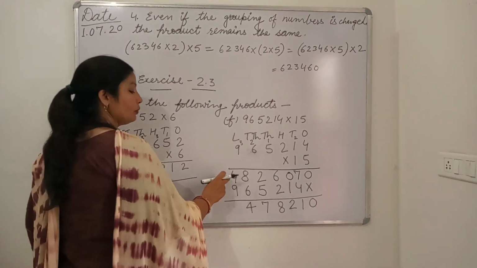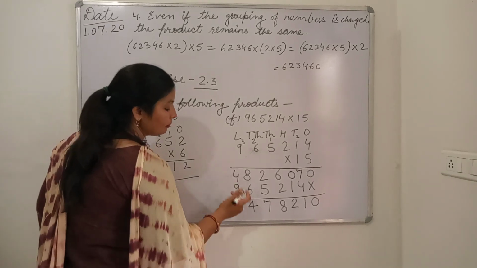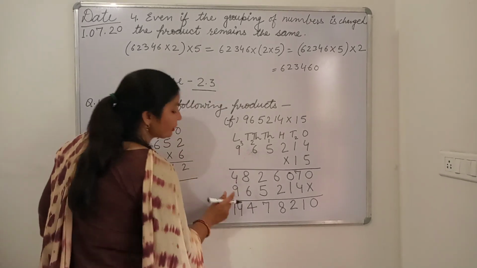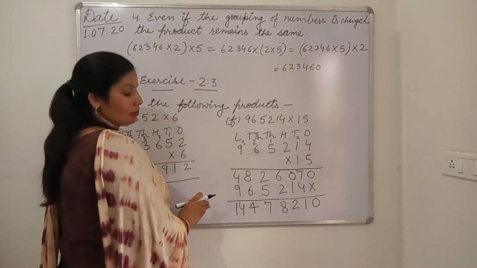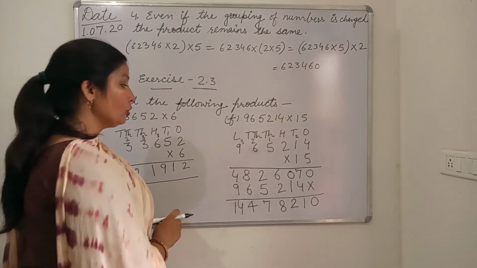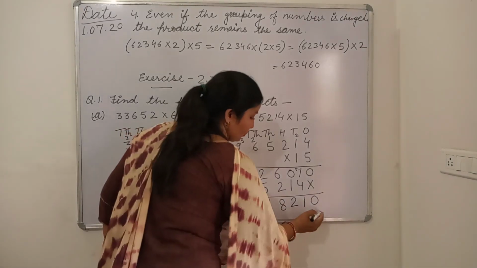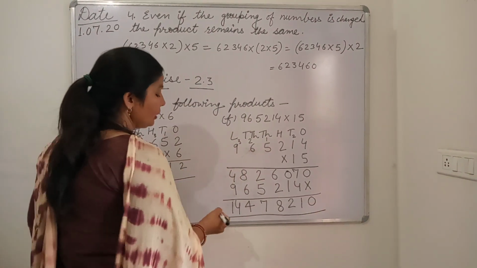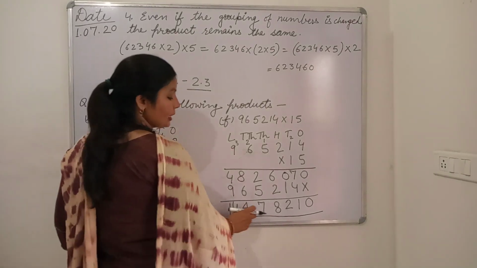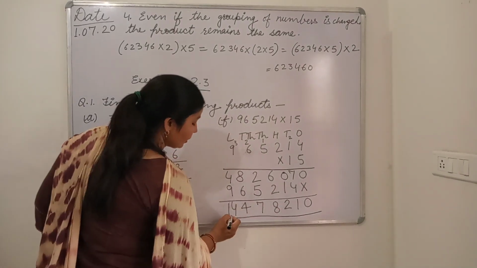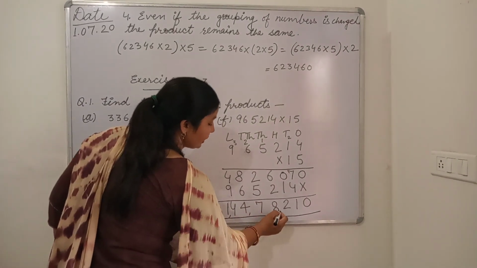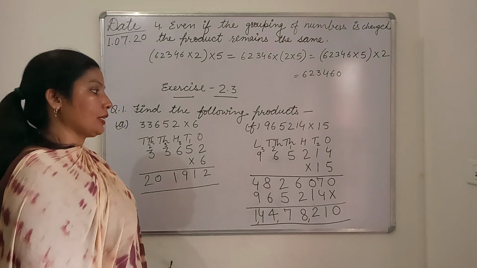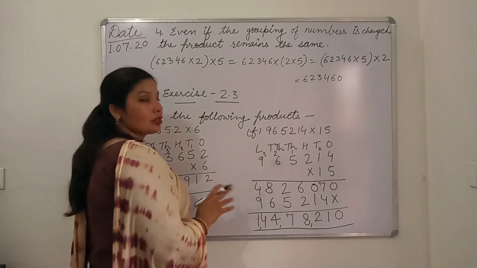Okay. So 4 plus 1, 5, and 5 plus 9, 14. Now we write here 14 as it is because there is no other column. So there will be 14. So that's your product. Okay. So what's your answer? You can see that 1 crore 44 lakhs 78,210. That's your product. So like this you have to solve.